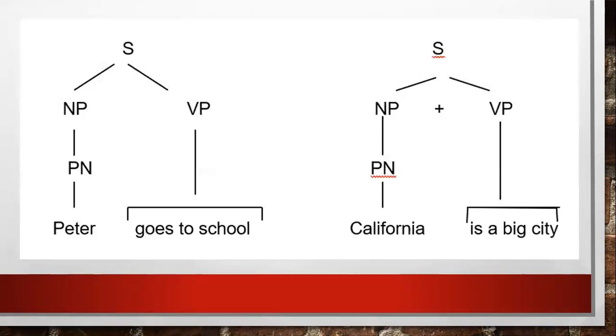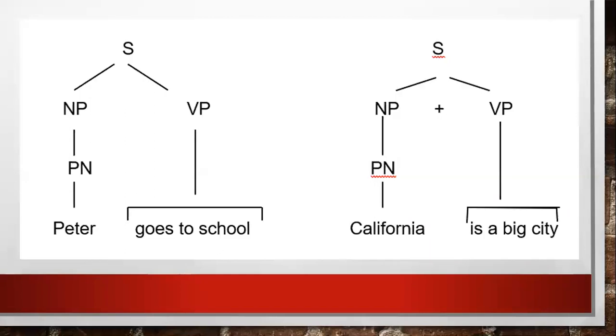And we have here a diagram. This is a tree diagram. So we are going to divide the components of the phrase. For example, here we have two sentences. In the first sentence, we have Peter goes to school. So it is composed of a noun phrase and a verb phrase. Then we have a proper noun, that is Peter. This is the component of a noun phrase. And the second one, the same. We have a noun phrase plus a verb phrase. The verb phrase is a big city. And the proper noun, that is California, all right?